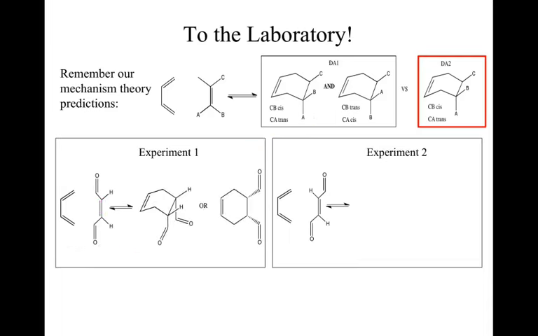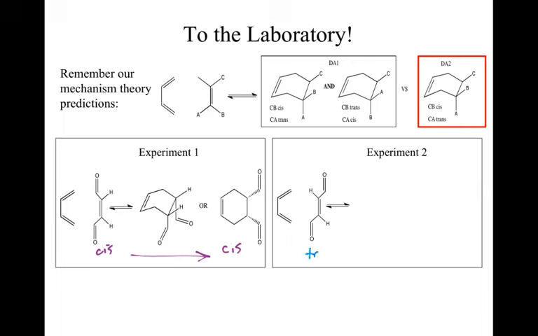So we run the experiment and we end up noticing that we only end up with one product, the one product where we have the cis groups. Well, we started with cis and we ended with cis. What does that mean? One product. That suggests that the DA2, or the simultaneous mechanism, is the one that's favored. As a good scientist, we should go through and modify our experiment. Maybe the cis orientation is particularly stable and it's always going to form the cis.